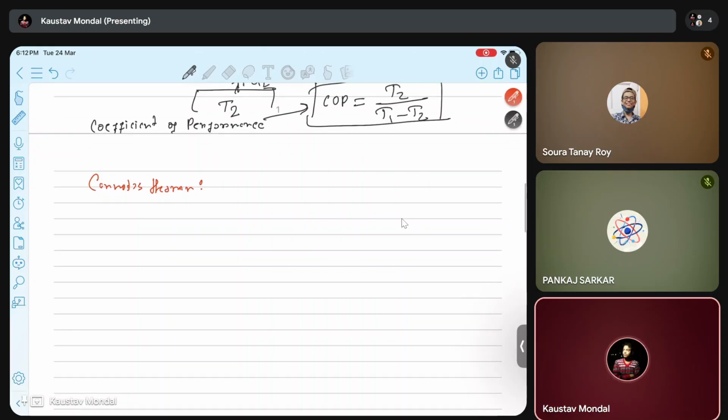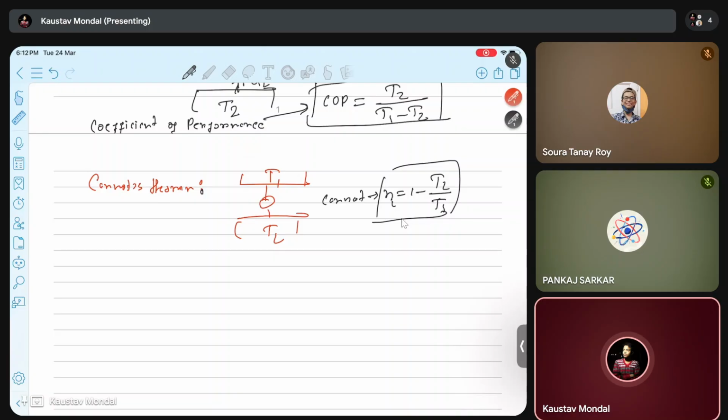Carnot's theorem is a very simple theorem. According to Carnot's theorem, the Carnot engine has the maximum efficiency. If a heat engine is operating between two temperatures T1 and T2, the Carnot engine has an efficiency eta equal to 1 minus T2 by T1. This is the maximum efficiency that a heat engine can attain. This is basically the statement of Carnot's theorem.